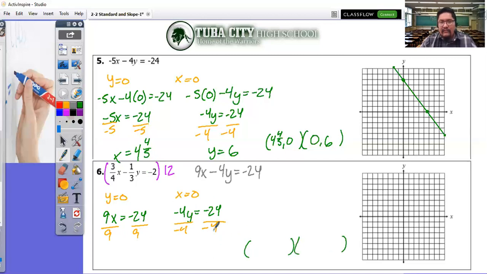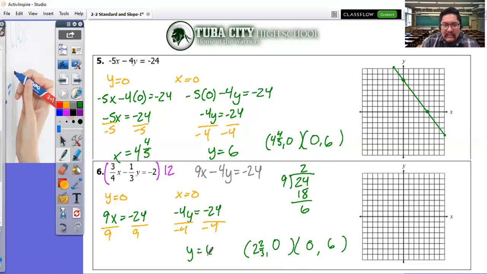So let's see, x is 24 divided by 9. And that's going to be a repeating number. So actually, I can't do that. I cannot use a calculator on this one here. So I'm going to have to actually find out what the actual thing is. In this case, it would be 2 2/3. And then for the y value, 24 divided by 4 is actually going to be 6. So y equals 6 and x equals 2 2/3.